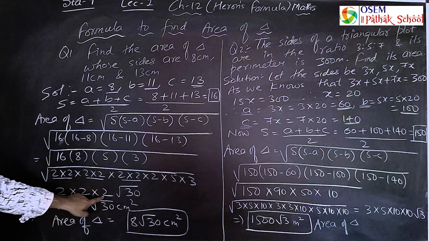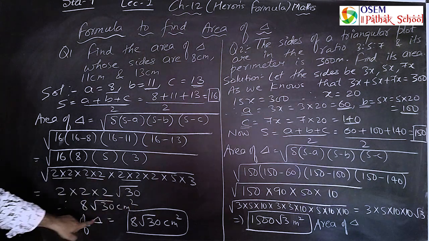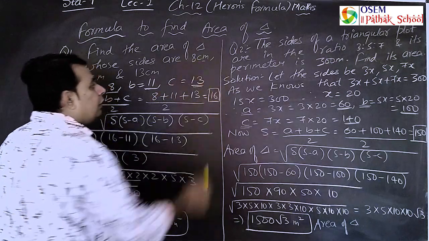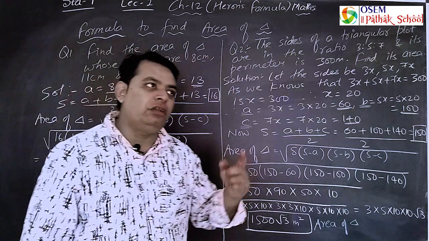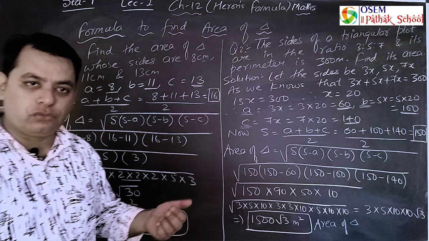So 2 into 2 into 2 will be 8 root 30. That is, the area of the triangle is 8 root 30 centimeter square, because the sides are in centimeters and area is always two dimensional. So the answer will be in meter square or centimeter square.